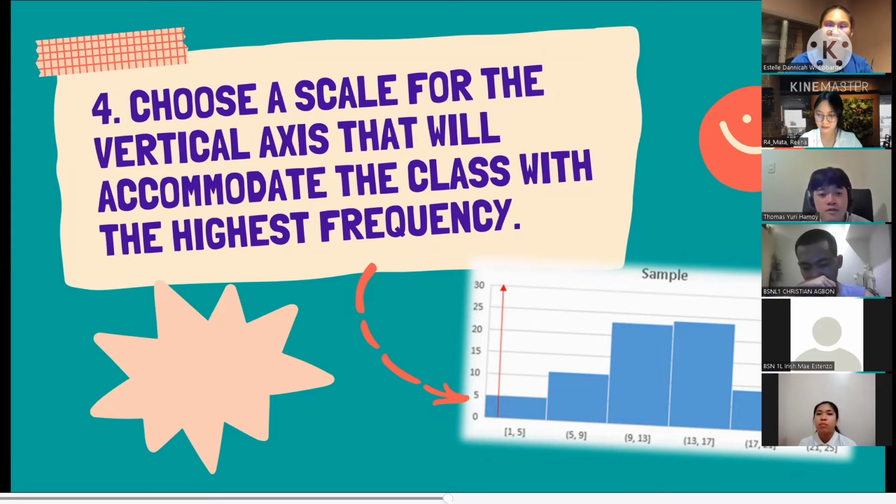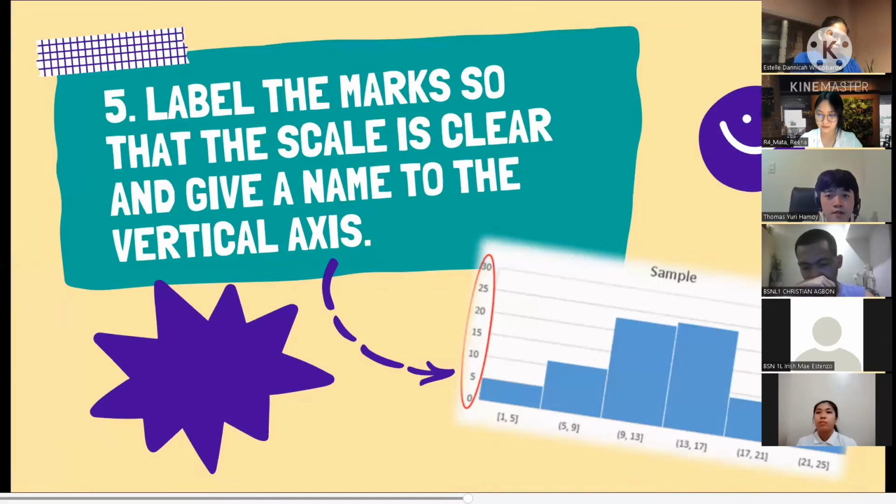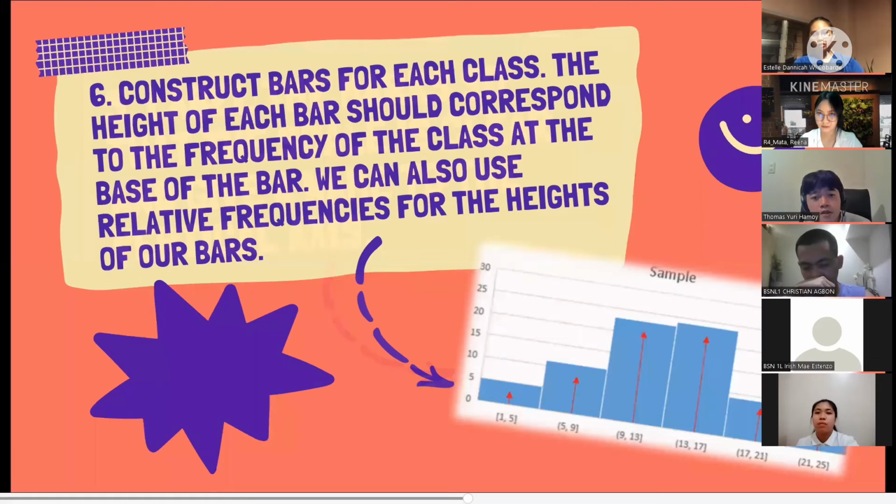Next, please. Fifth is to label the marks so that the scale is clear and give a name to the vertical axis. And of course, you must construct bars for each class. The height of each bar should correspond to the frequency of the class at the base of the bar. We can also use relative frequencies for the heights of our bars.